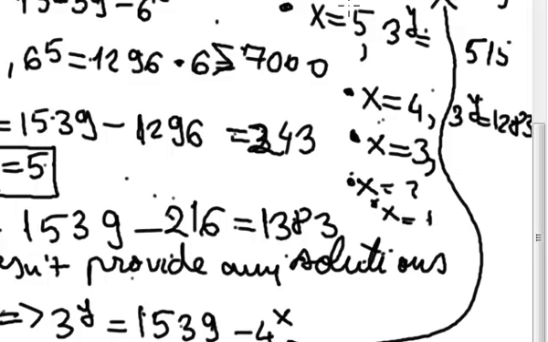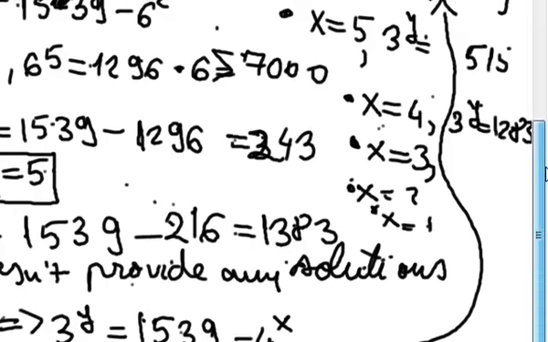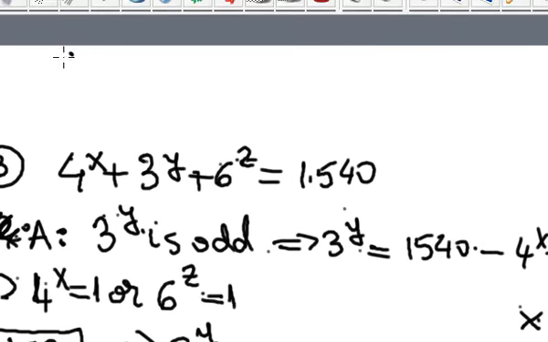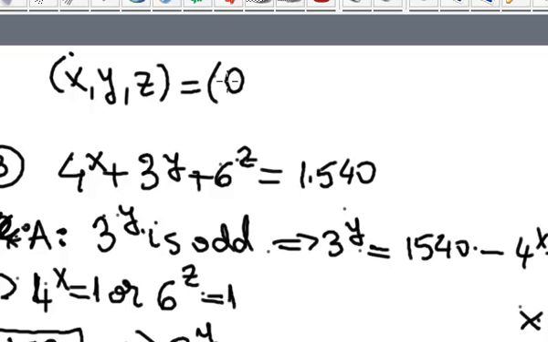So the only solution of our problem is the ordered pair 0, 5 and 4. This is the only solution. Well, this is our only option.